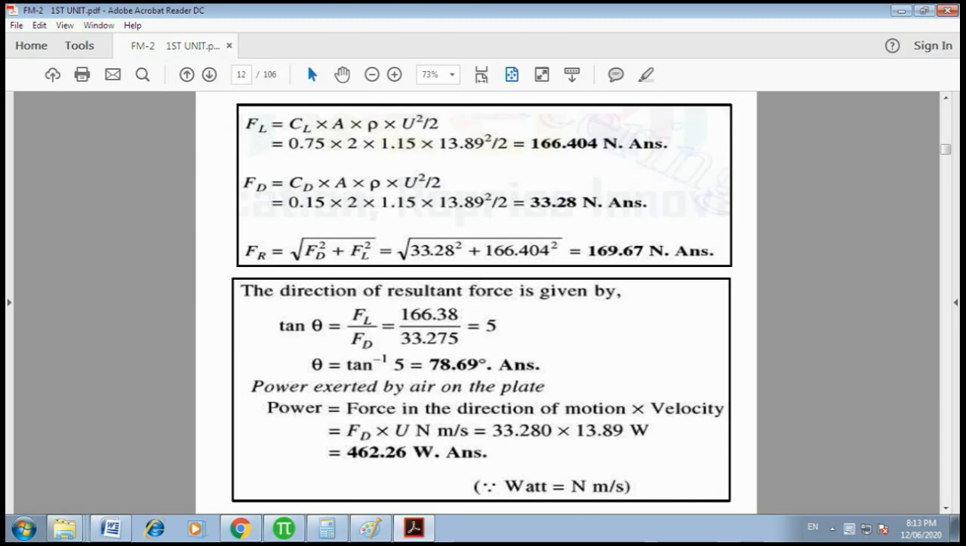Then the power exerted by air on the plate. This is again a standard formula to calculate the power. Power is equal to force in the direction of motion into velocity. The force in the direction of motion is the drag force, so FD into velocity U. We calculate the power in its standard unit, watt. So 462.26 watt is the answer for power. And watt is equal to Newton into meter per second.